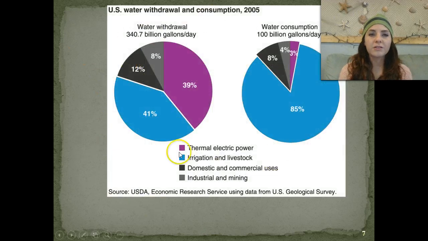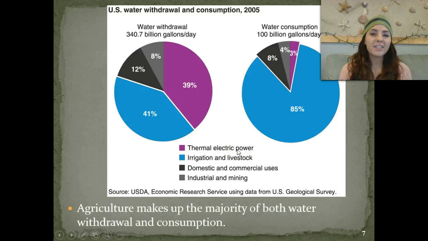Looking at water withdrawal as well as water consumption in the United States, one thing I want to point out is irrigation and livestock. 41% of water withdrawal and 85% of water consumption is used for irrigating crops and maintaining livestock. That's a huge percentage of our water use.